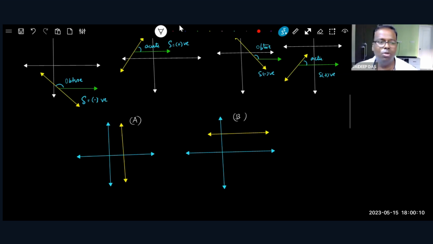I'm talking about slope. What is your tool to identify slope? You tell me, what is your tool? What is the tool to identify slope? So far, I've taught you only one tool.